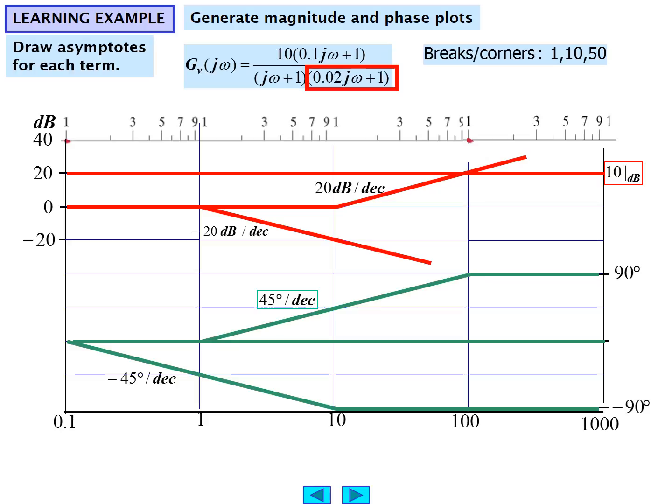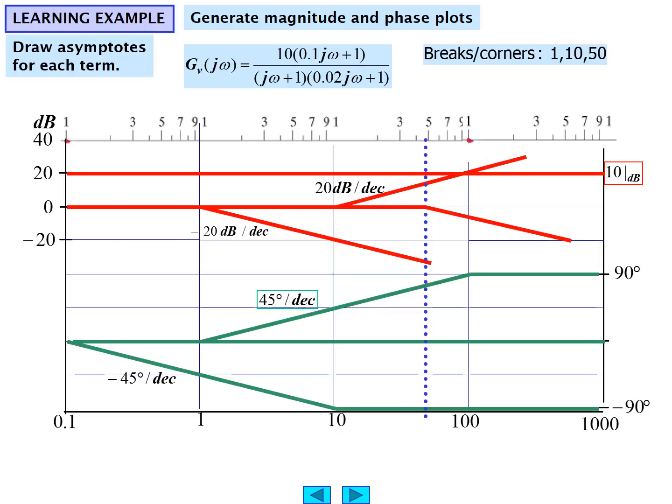The last term is 0.02 times j omega plus 1. The break frequency is at 50. We have to sort of guess where 50 is, but we're given a fine scale across the top there. So there's our 50, if you will. So we draw a horizontal line out to 50. Now let's ask ourselves, is this a pole or a 0? Being a pole, it should be asymptotically breaking down, which it does.